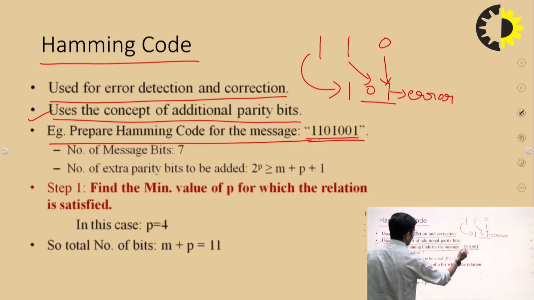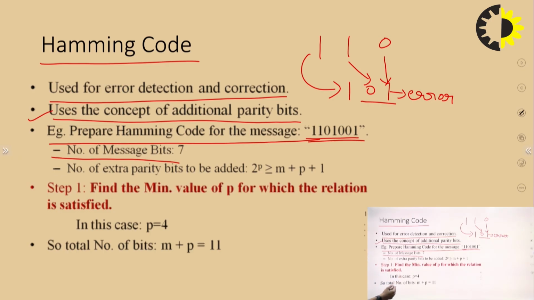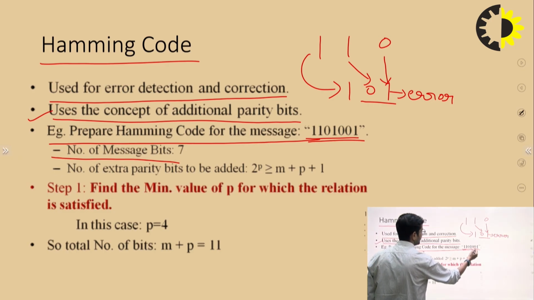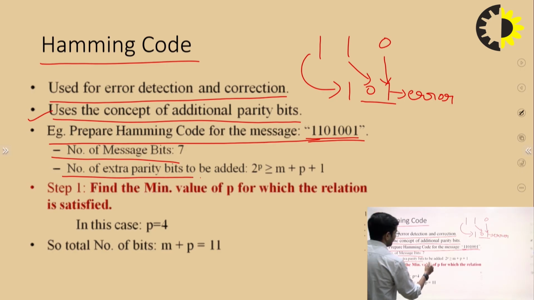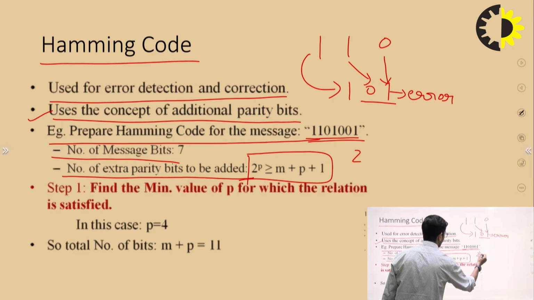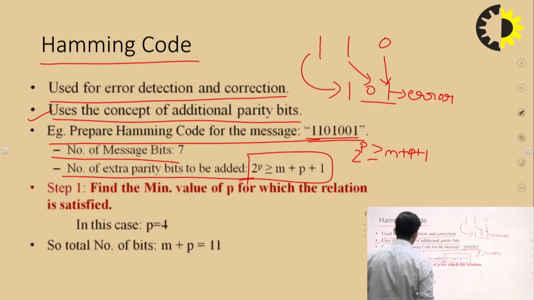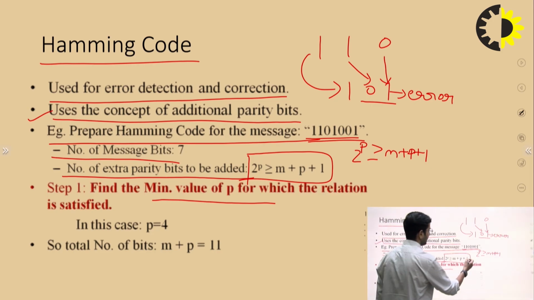So how can we detect and correct the error? Let's say we are taking this example only, 11010001. Here we can see that the number of bits is 7: 1, 2, 3, 4, 5, 6, 7. There are 7 bits in the transmitted signal. And the parity bits are added by using this formula: 2 to the power p greater than or equal to m plus p plus 1, where we have to find the minimum value of p. P is the number of parity bits. That means how many parity bits we have to add to the particular transmitted signal, we have to find out from this formula.